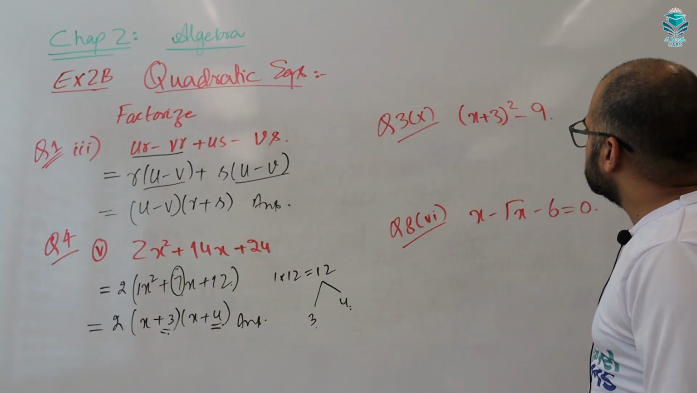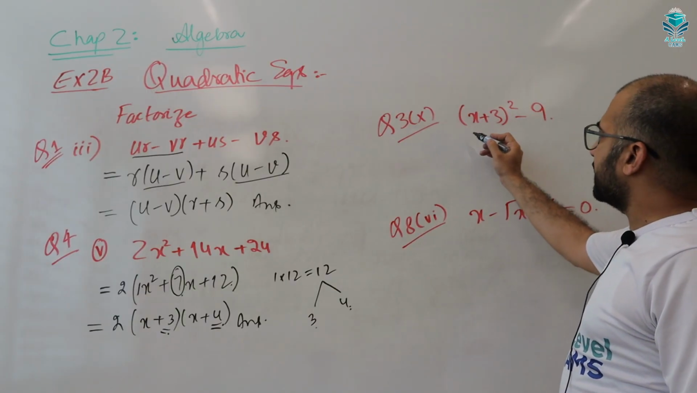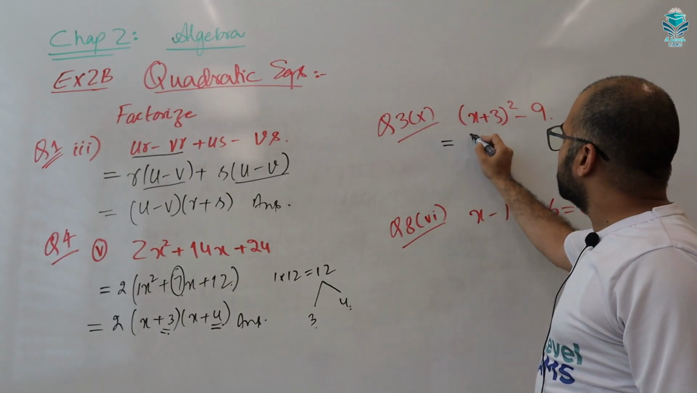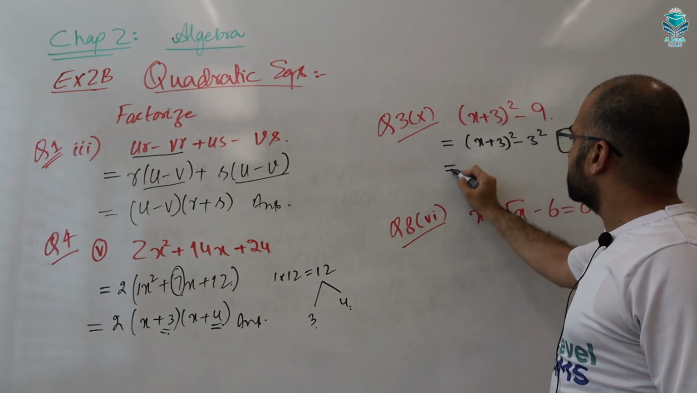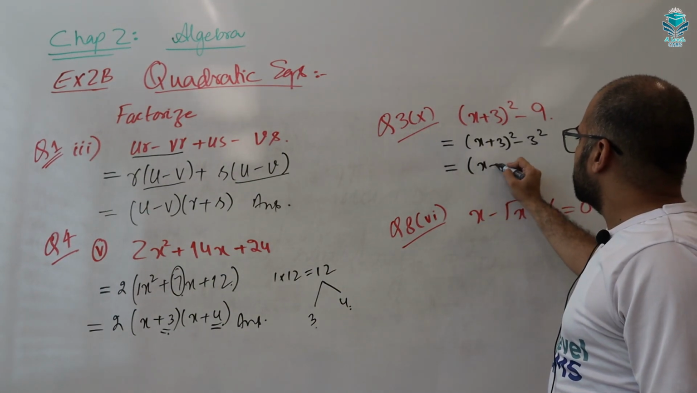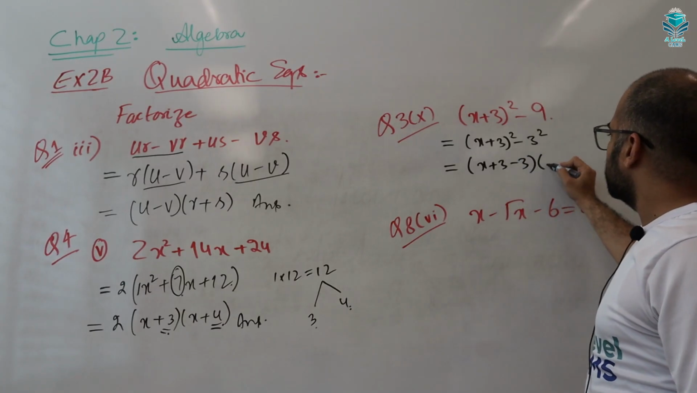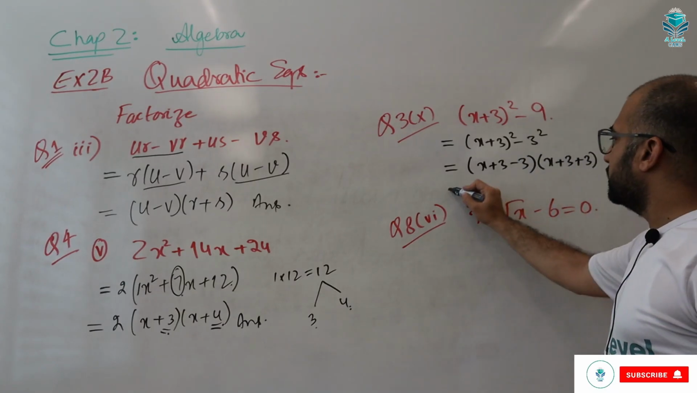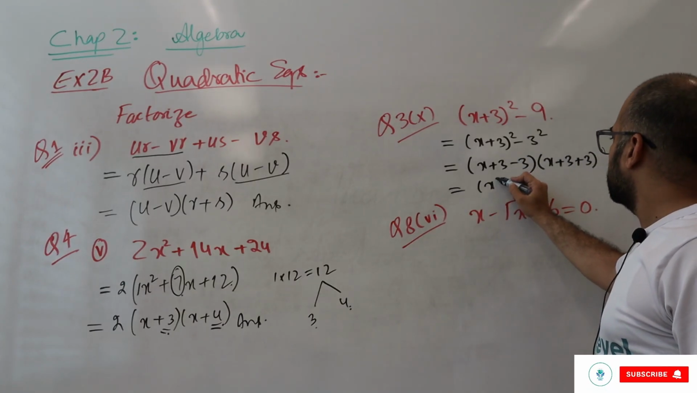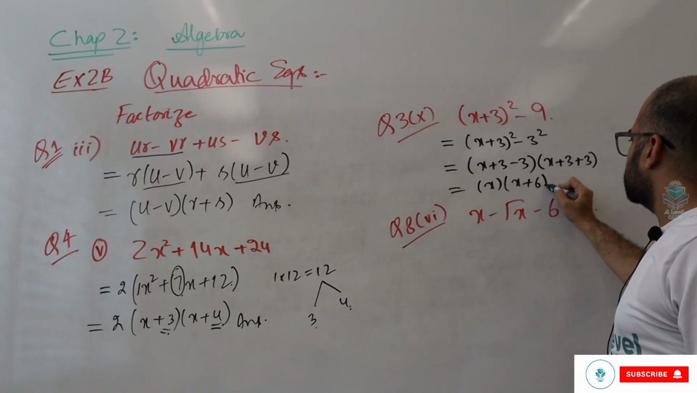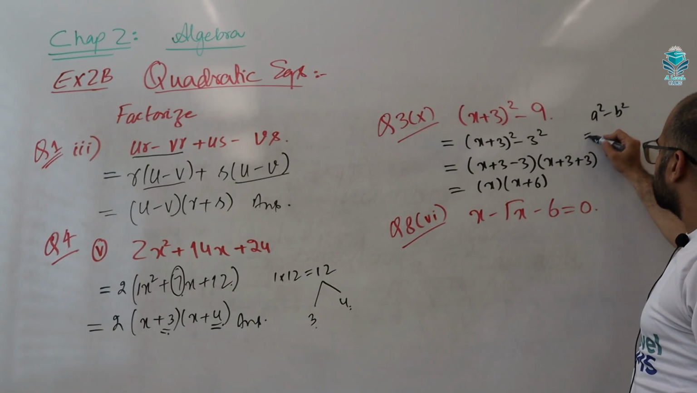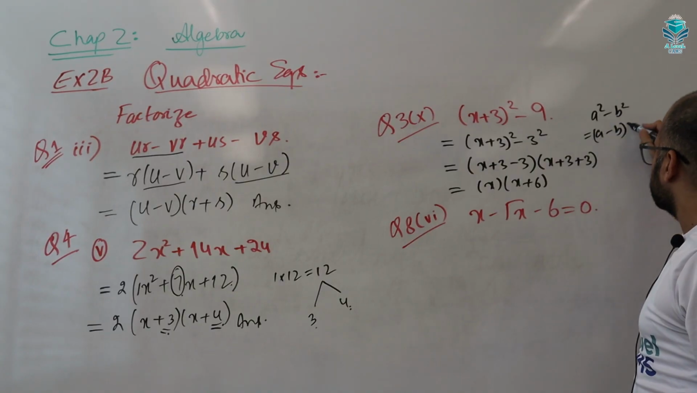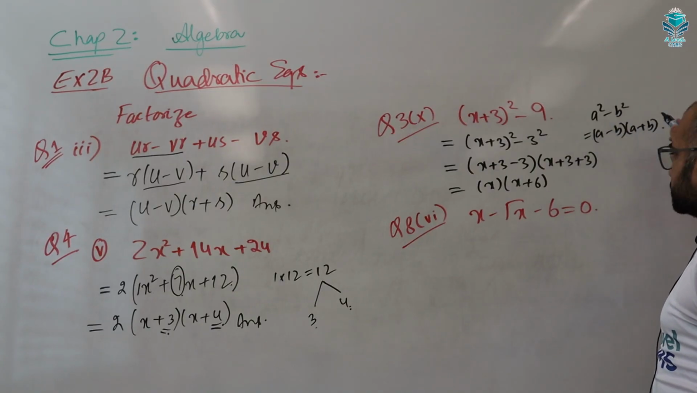And in this question you also have to factorize it. So you can write it as (x plus 3) squared minus 3 squared. So it can be written as this one. And now you have x into x plus 6, because we know that a squared minus b squared is nothing but (a minus b) and (a plus b).